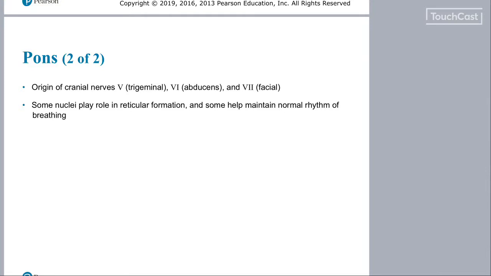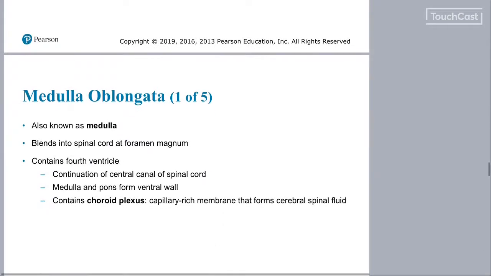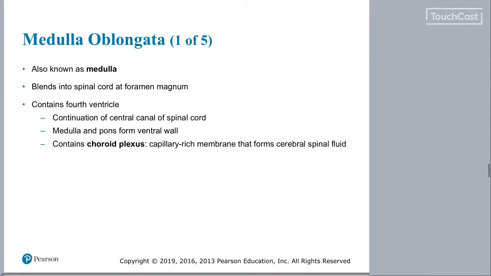So if I'm ever doing a concussion evaluation on the sidelines, we'll have them do that. Can you smile for me? Can you frown? Can you stick your tongue out? To make sure that these facial nerves, our cranial nerve number 7, is intact. Some of these nuclei are going to also play a role in our reticular formation. So if you remember, that's what helps us maintain our normal rhythm of breathing. So pretty important. So our medulla oblongata kind of blends into the spinal cord at the foramen magnum.